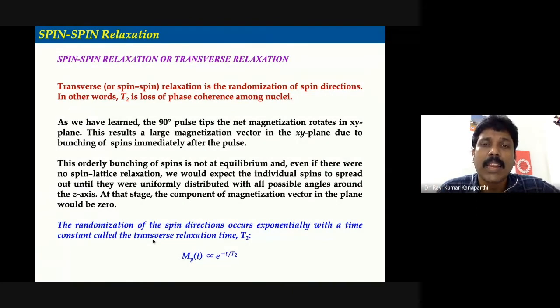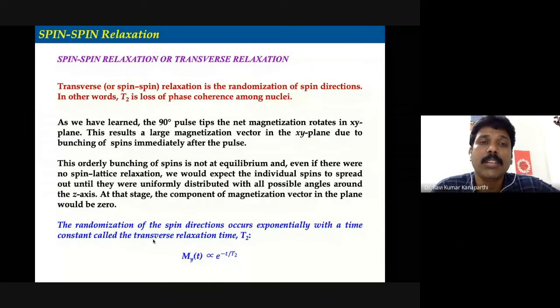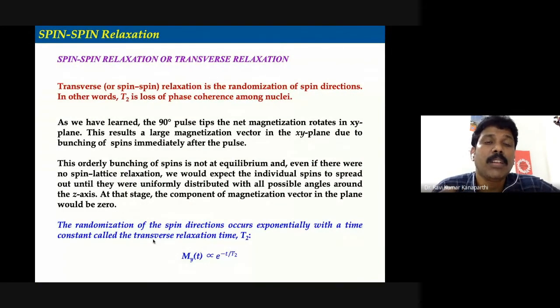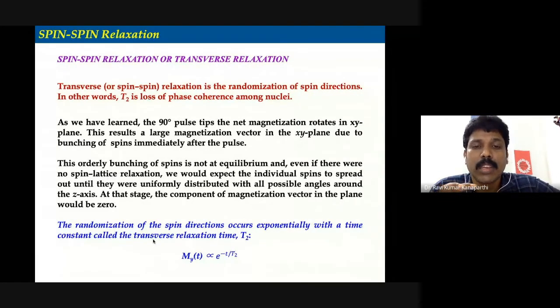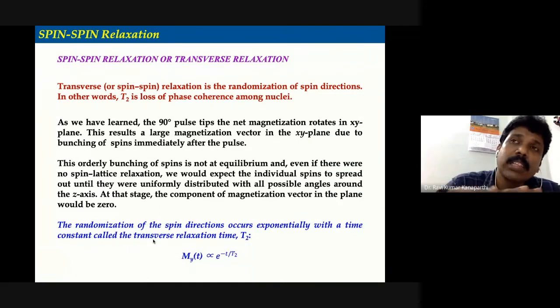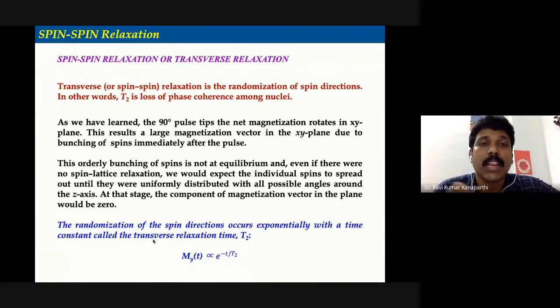It is basically a randomization of spin directions. In other words, T2 is the phase coherence among the nuclei. Please remember, T1 is the time constant of the spin lattice or longitudinal relaxation. Likewise, here T2 is the spin-spin relaxation time. This particular thing we can easily understand: it is the randomization of the spins.